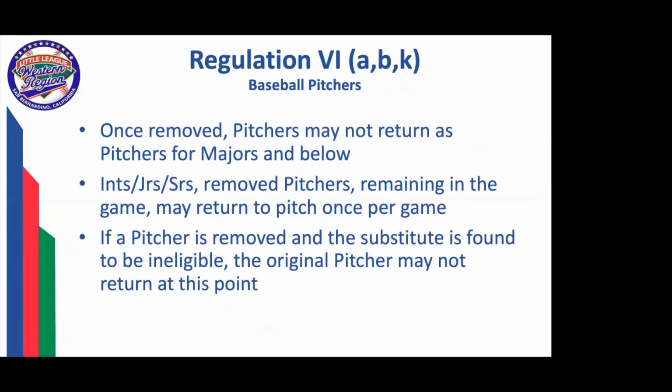Important point here. If a pitcher is removed and the substitute is found to be ineligible, the original pitcher may not return at that point. Even if in the upper divisions the pitcher could remain in the game and return, he cannot come back at that moment. You've got to go through a relief pitcher who meets the requirements of Rule 305 and then bring that pitcher back in at that point.